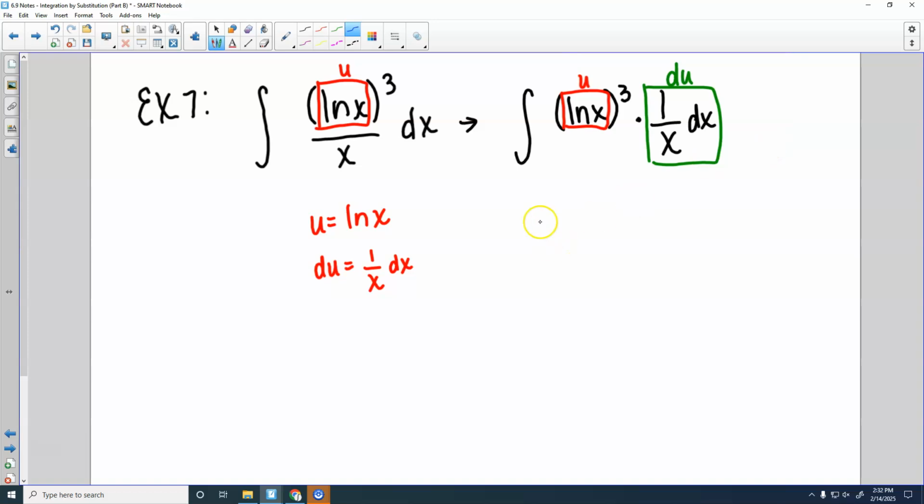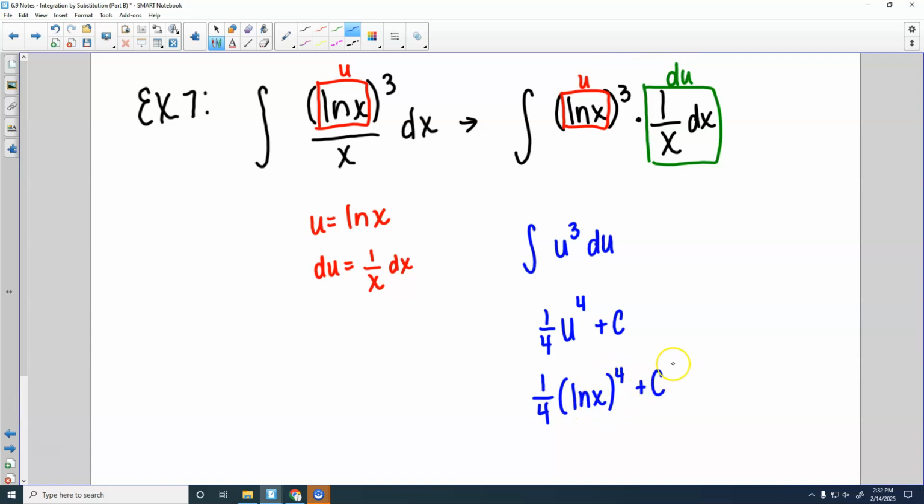So if we switch to u's now, we've just got u to the third du. We will just integrate using that power rule: u to the fourth, divide out front by that 4, put plus c. And so we get 1/4 natural log of x to the 4th power plus c.